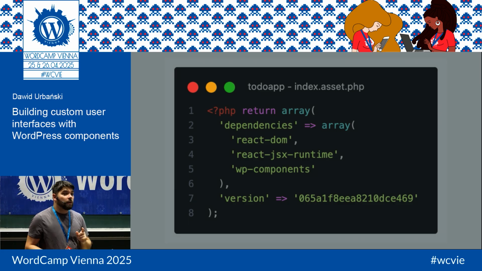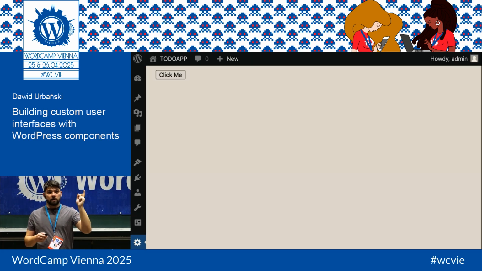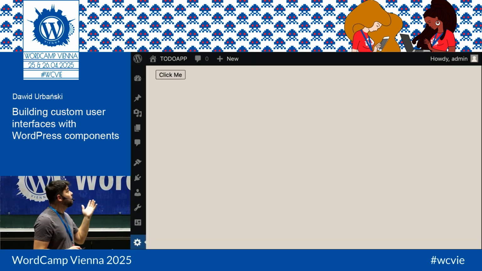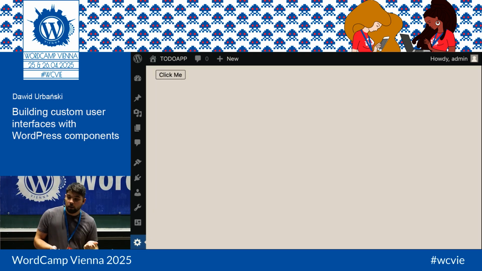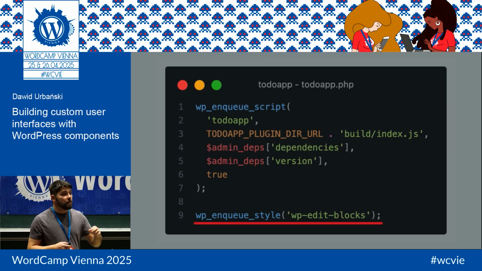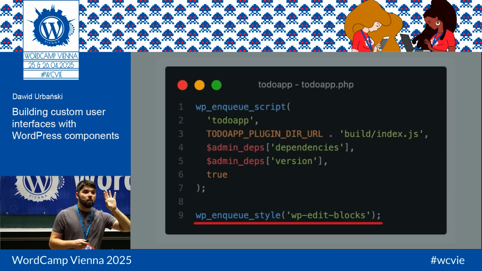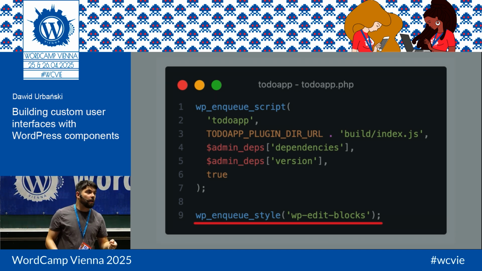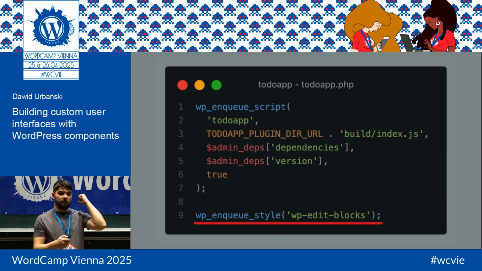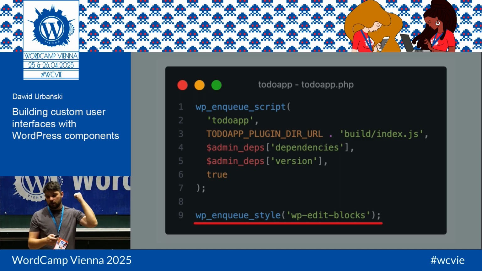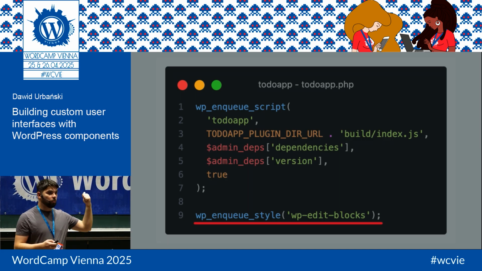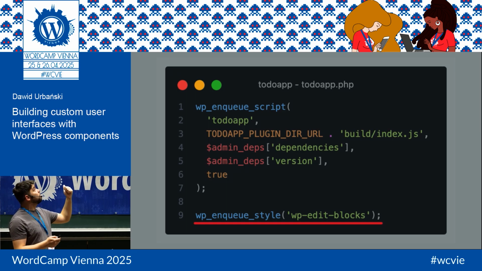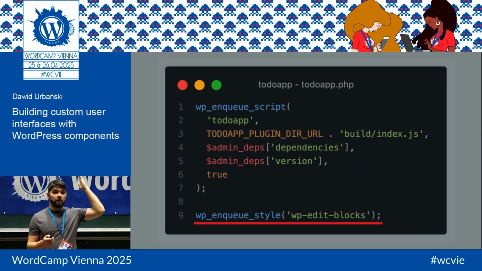One thing you may notice is that this button is ugly. It doesn't look like the one in the Gutenberg. It's just like an unstyled button. So what we do is we also need to enqueue this wp-edit-blocks style. In this example, this is super simple and simplified, so I'm just enqueuing it. But in most cases, you usually have some sort of CSS of your own, so you add this wp-edit-blocks as a dependency of your styles. But in this case, I don't have any custom styles. I just want to enqueue this. And once I do this, my button is nicely styled.